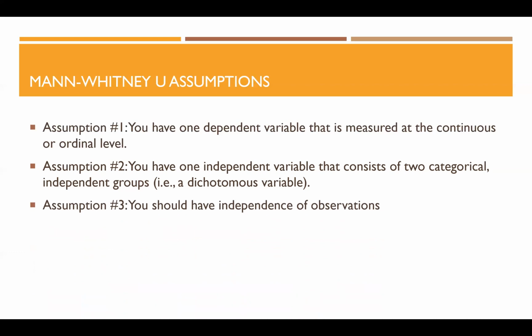Three is you should have an independence of observations, meaning that there's no overlap in the two groups. You have two distinct groups. What happens in one group doesn't affect the other group.